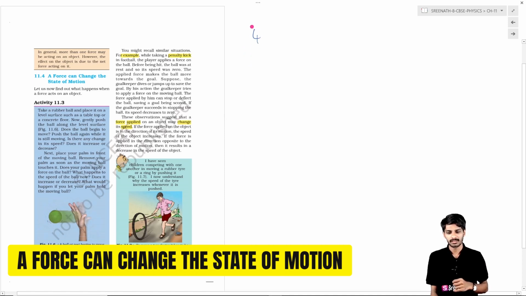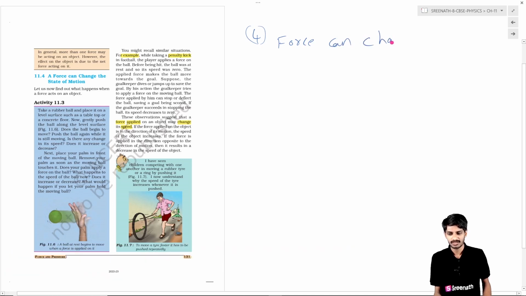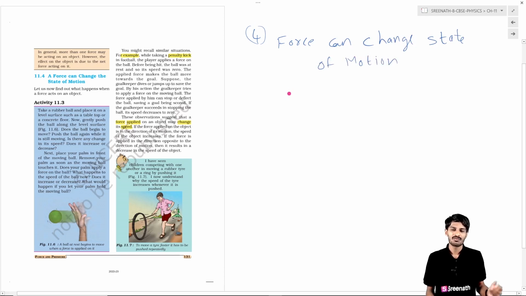Now the fourth topic is what force can do. Force can change the state of motion. Okay, what can force do? Force can change the state of motion. I will give you an example.